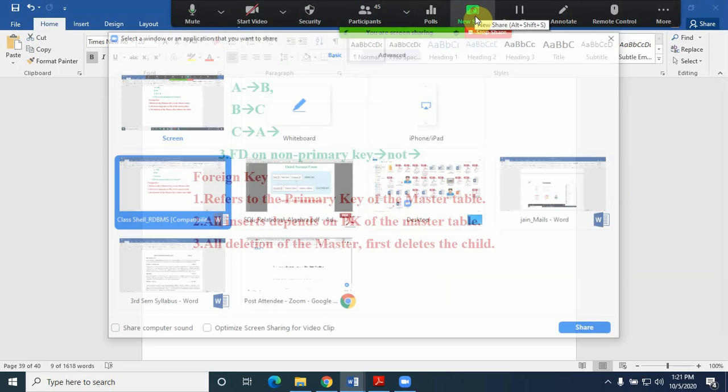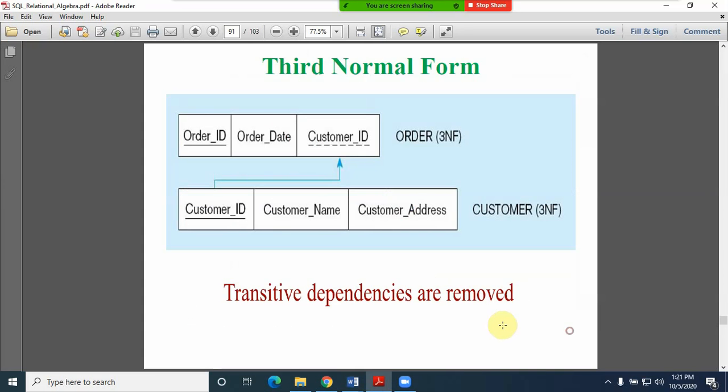Remember, friends, in case of the third normal form, there is a concept of master-child relationship, and you have to consider one attribute as primary key, and another attribute in the second table should be considered as a foreign key. So in this example, we have taken only the order table and the customer table. Based on these two tables, we established a foreign key relationship, which is nothing but referential integrity.